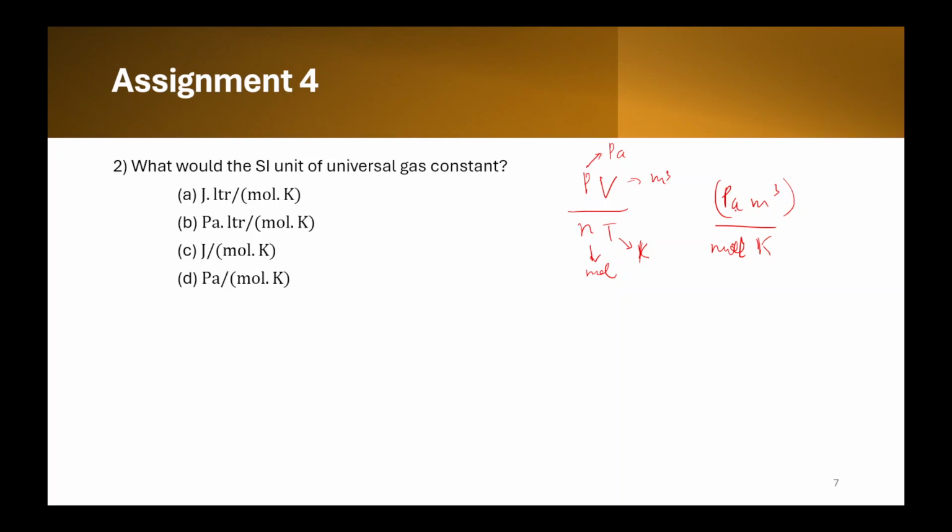So Pascal meter cube, if you see, Pascal is Newton per meter square, into meter cube. So this gets cancelled, so it becomes Newton meter, which can also be written as joule. So joule per mole Kelvin. All right, so the correct answer here is option C, joule per mole Kelvin.